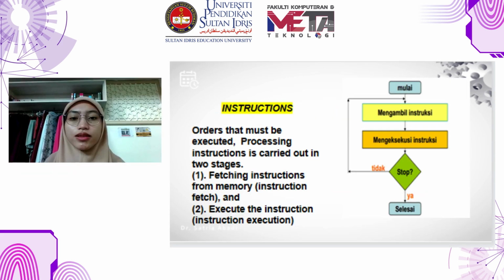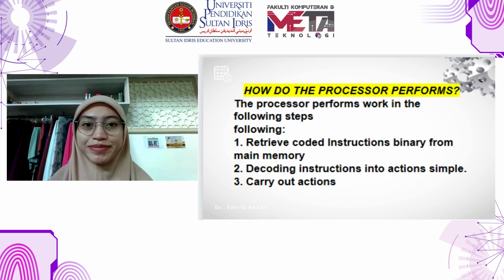Next, instructions: the order that must be executed. Processing an instruction is carried out in two stages. One, fetching the instruction, and the second one, executing the instruction. So how does the processor perform? The processor performs work in the following steps. The first one is retrieving the binary coded instruction from the main memory. Second, decoding the instruction into action symbols. And the last one, carrying out the actions.